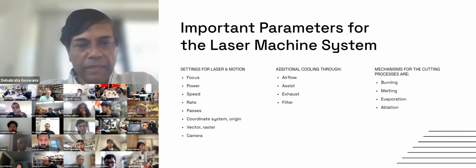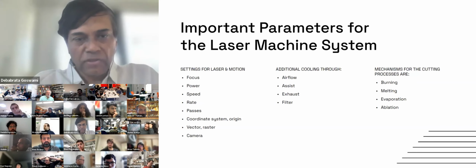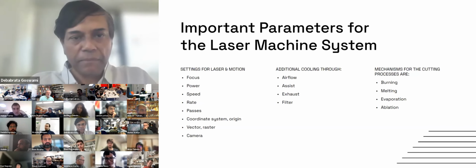And finally, there should be enough cooling for the system through airflow, and there is an exhaust and filtering system in the process. Different kinds of mechanisms work when lasers are employed, depending on the medium as well as on the wavelength of light, or whether it is a pulse laser of different kinds or a CW laser. It is either through bulk burning, melting, evaporation, and ablation. These are the different ways things work. Next slide, please.